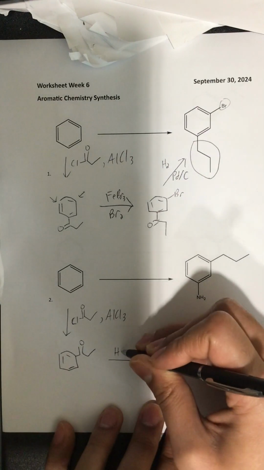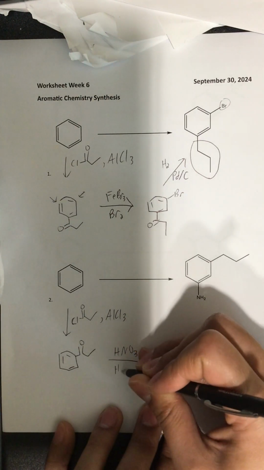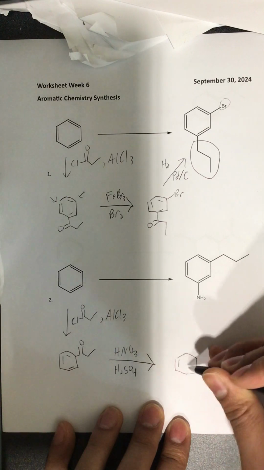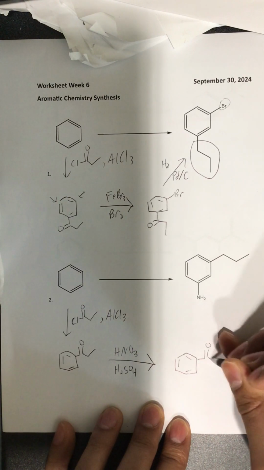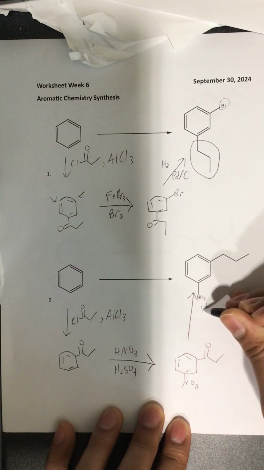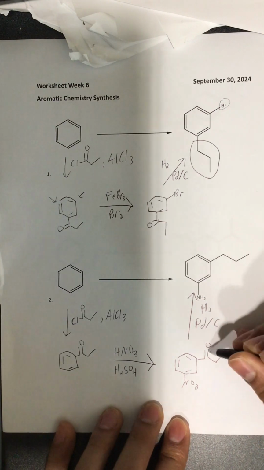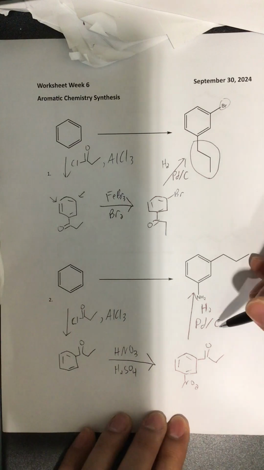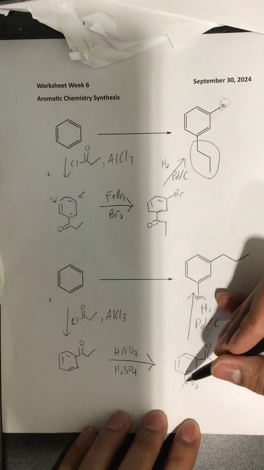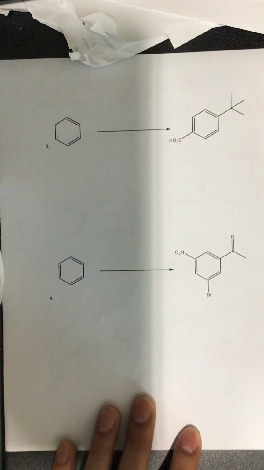So I'm going to put on my meta director, and then I'm going to put on my nitro group on the meta position the way it is. And then I can actually do this reduction in one step because this H2 PDC will reduce the ketone to an alkane if it's a benzylic ketone, but only if it's a benzylic ketone, not other ketones or aldehydes, just benzylic. And then the NO2 group will reduce to an NH2. So that's going to be for that problem.